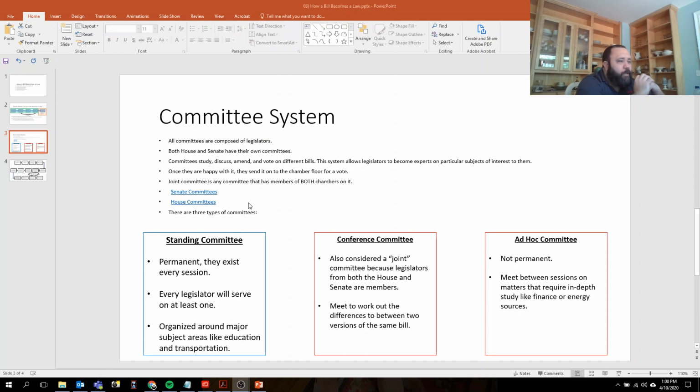And then finally, ad hoc committees. These are also joint committees. These are basically long-term studies of particular issues. Anytime there needs to be an in-depth law created that requires a lot of research, usually an ad hoc committee is going to be created to come up with the wording for that bill. Then it'll present its findings to the General Assembly, both the House and the Senate, and they'll act on it however they're going to act.